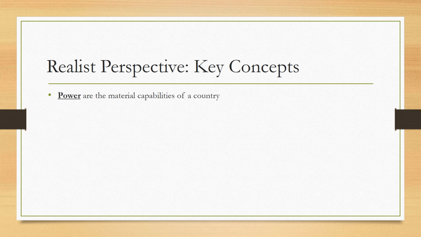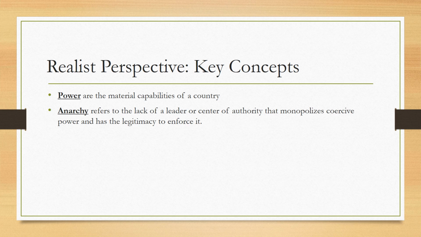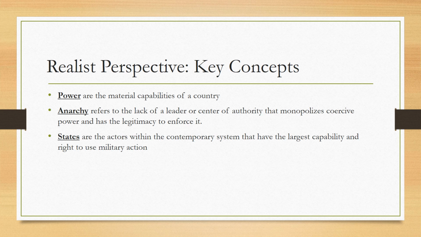Realists define anarchy as the lack of a leader or center of authority that monopolizes coercive power and has the legitimacy to use it. As a result, realists place their emphasis on the study of states. States are the actors within the contemporary international system that have the largest capability and right to use military action. A key distinguishing factor of a state is sovereignty. Sovereignty is the attribute of states which does not hold them subordinate to any higher authority.